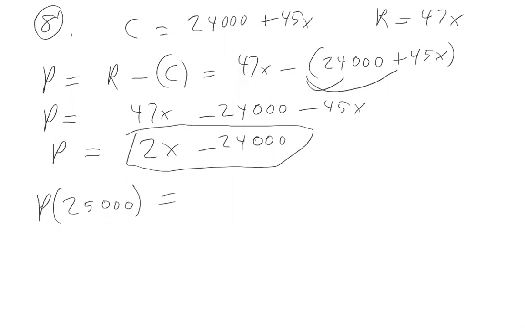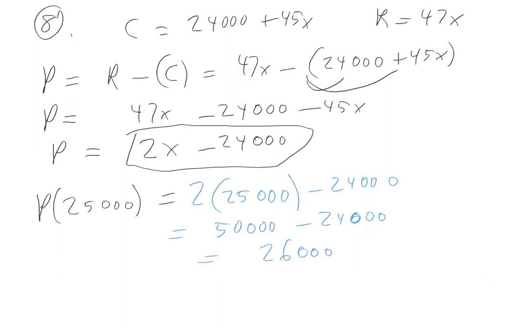So you just plug 25,000 into the formula. So it'll be 2 times 25,000 minus 24,000. So that equals 50,000 minus 24,000, which equals 26,000. So they make $26,000 of profit from selling 25,000 radios. So that's barely even $1 of profit for each radio.